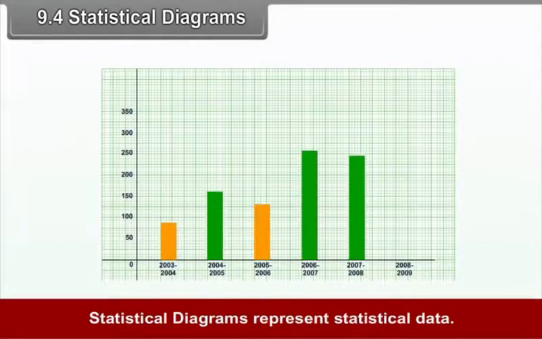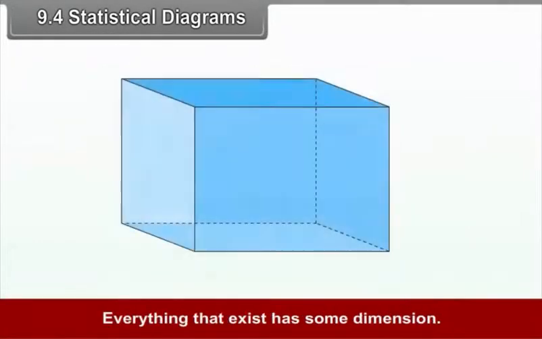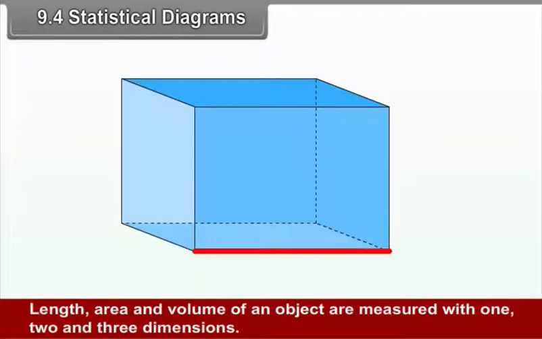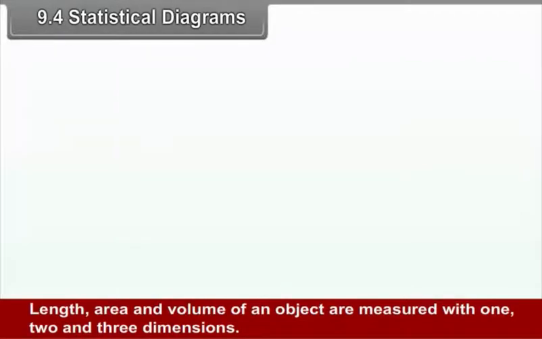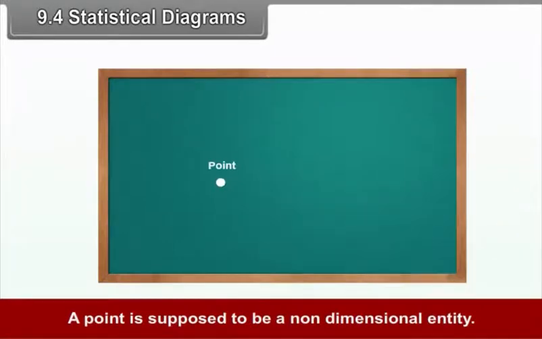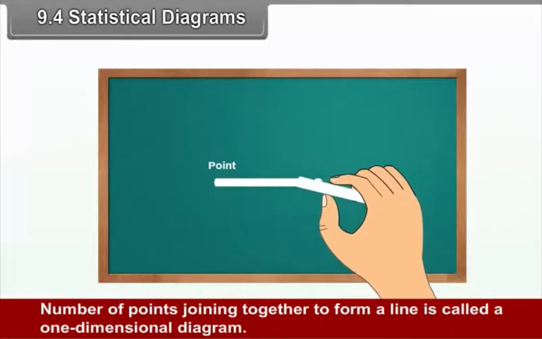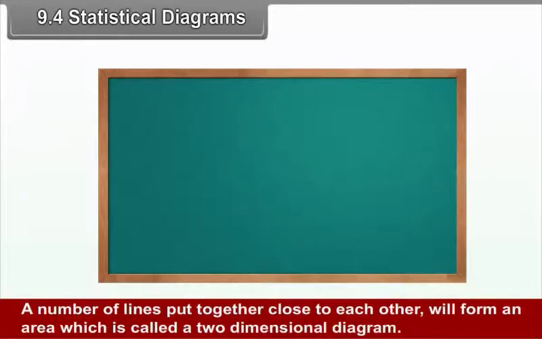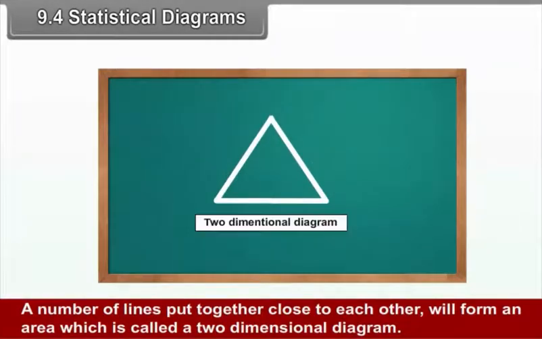9.4 Statistical Diagrams. Statistical diagrams represent statistical data. Everything that exists has some dimension. Things can have 1, 2, 3 or more dimensions. Length, area and volume of an object are measured with 1, 2 and 3 dimensions. A point is supposed to be a non-dimensional entity. A number of points joining together to form a line is called a one-dimensional diagram. A number of lines put together close to each other will form an area which is called a two-dimensional diagram.